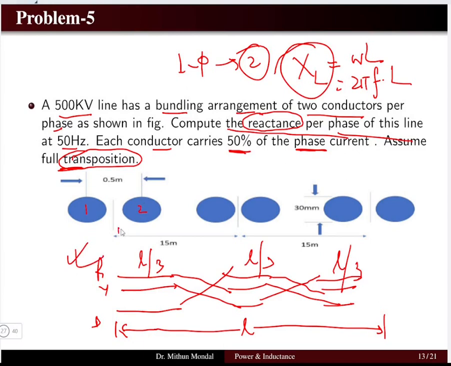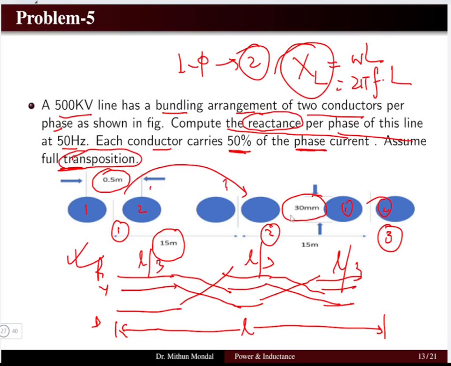So this is phase 1, this is phase 2 and this is phase 3, with 2 bundled conductors. The diameter is given to be 30 mm for each conductor, and the center to center distance for the bundle conductor is 0.5 meter, and 15 meter is the distance between phases 1 and 2, and between 2 to 3 also there is 15 meter distance. So the geometry is given to us. We have to calculate the reactance. The voltage is 500 kilovolt.